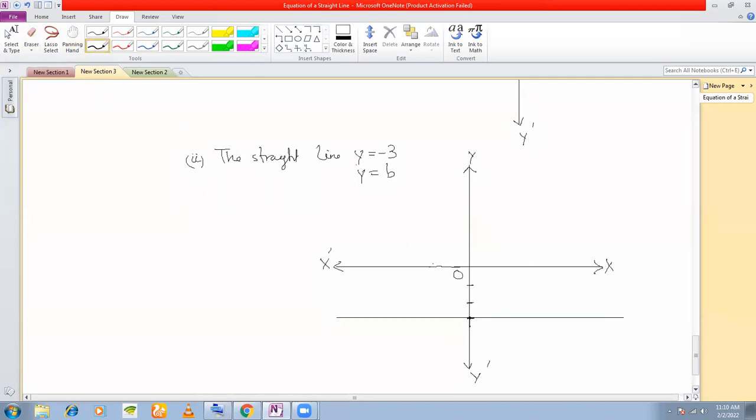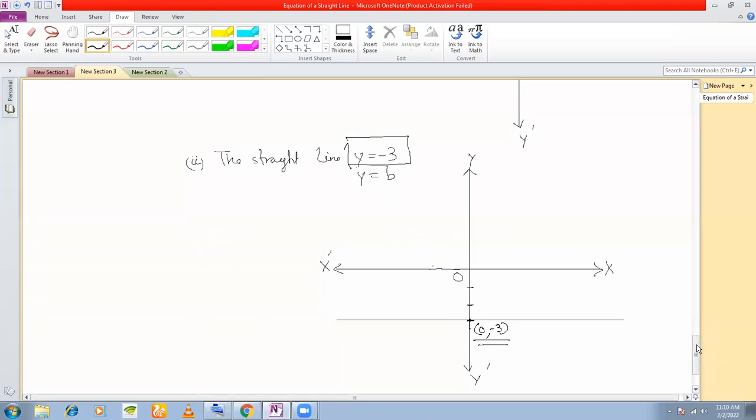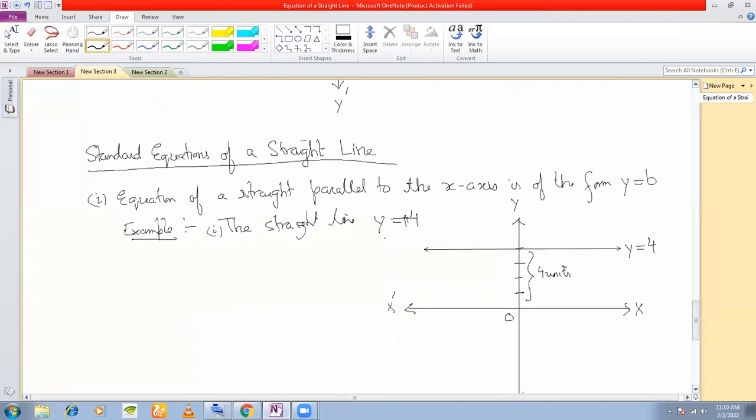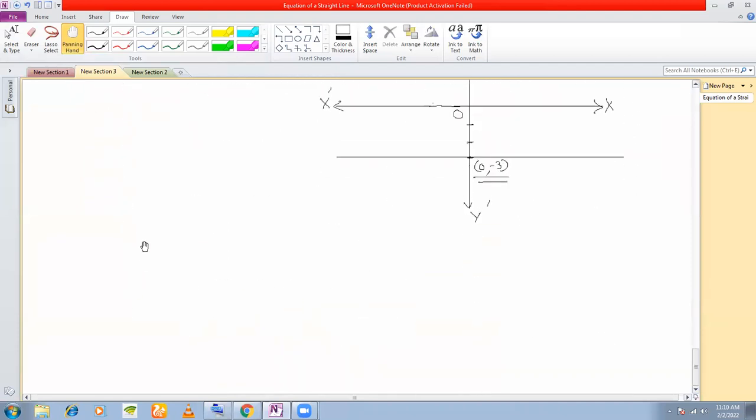Okay, see that this line passes through the point 0, minus 3. Because y is equal to minus 3 is the equation, it must pass through 0, minus 3. And similarly, for the first example that I gave you, because the equation was y is equal to 4, it must pass through the point 0, 4. Okay, take a note of this. We are going to use this in our problems. This is the first standard equation.